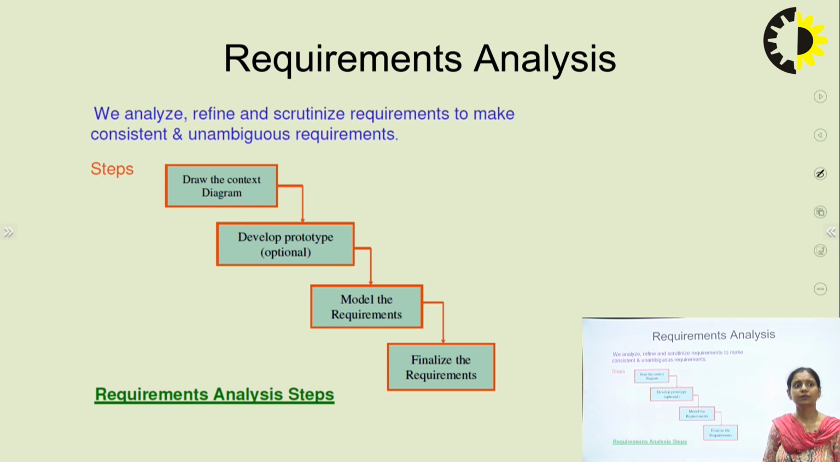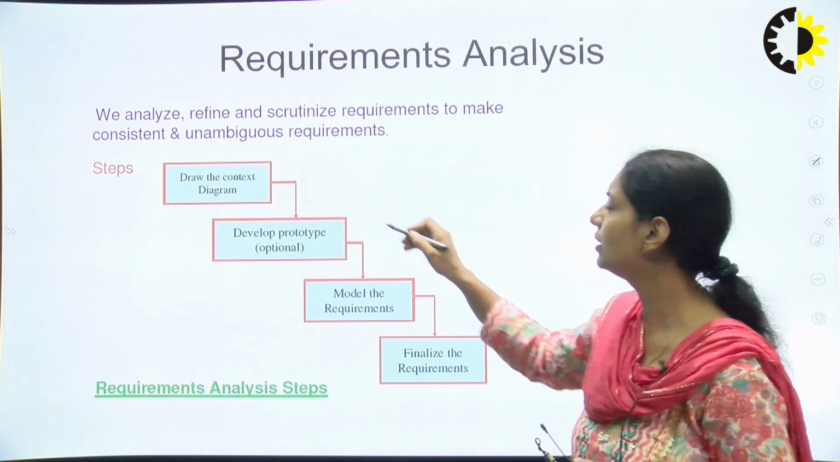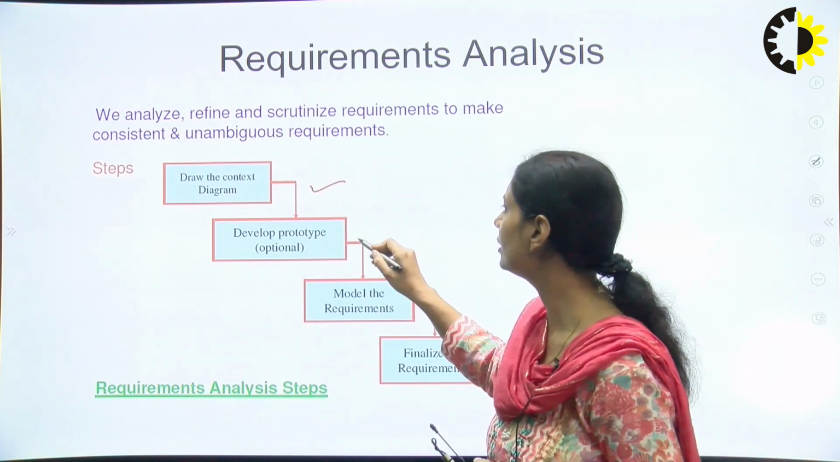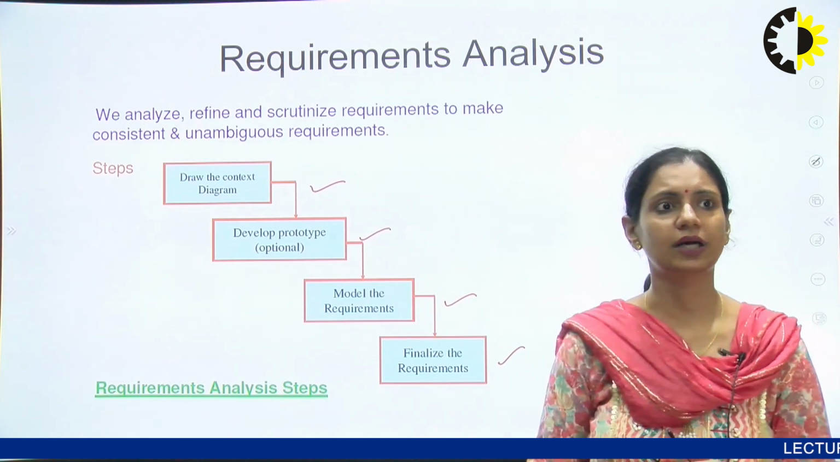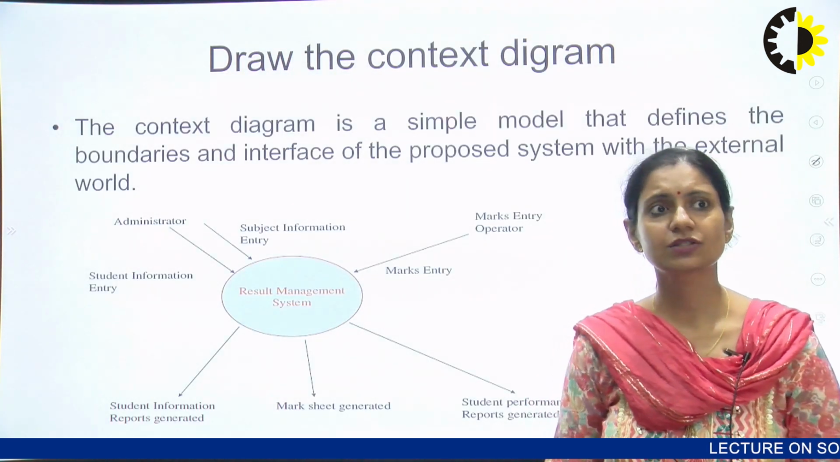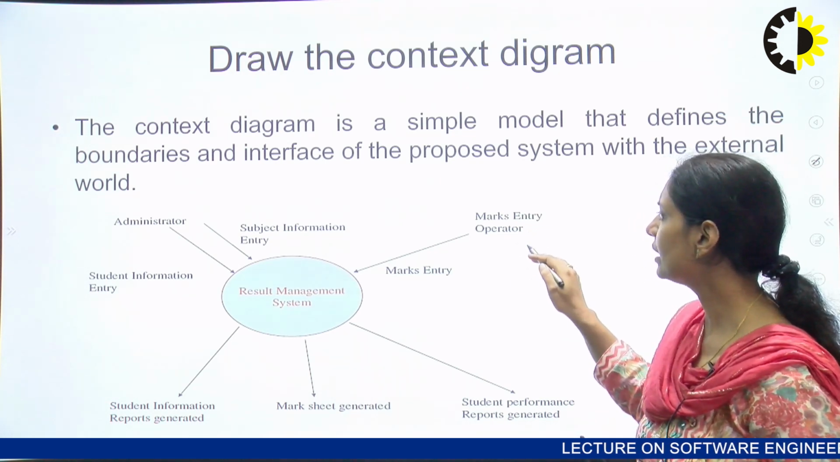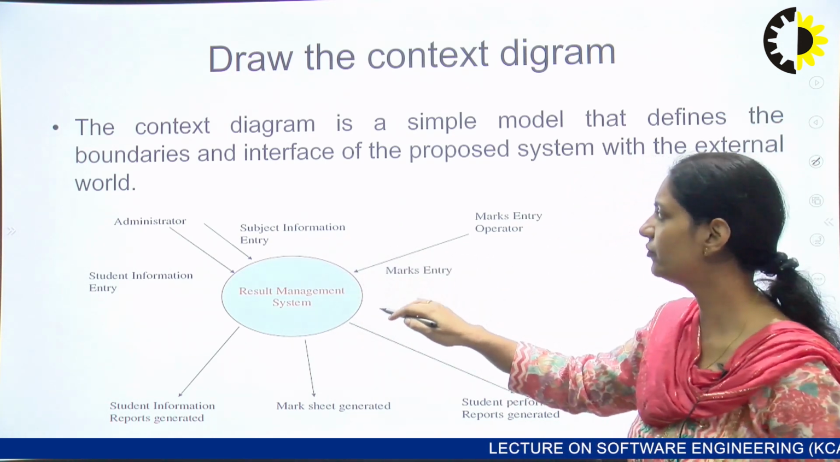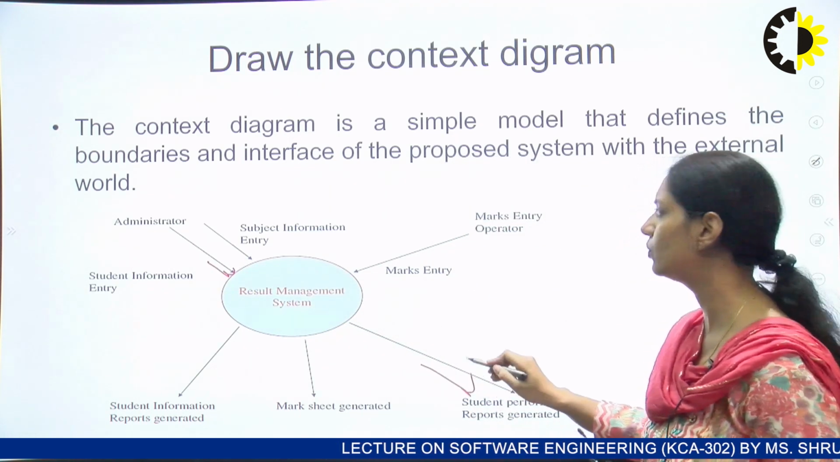Now, coming to requirement analysis. In the requirement analysis, we have drawing the context diagram, prototype, modeling the requirements and finalizing the requirements. Coming to the first one, drawing the context diagram. The context diagram is of this form, wherein we have some of the inputs coming in and some of the outputs going out.